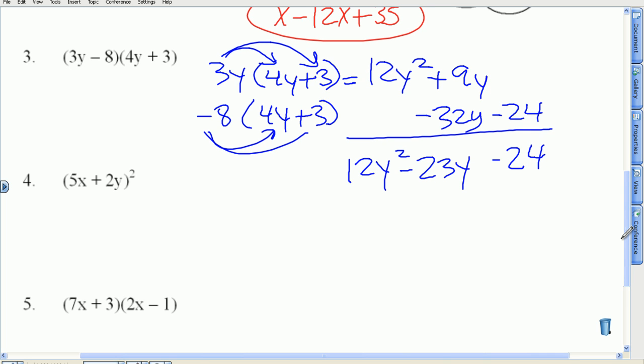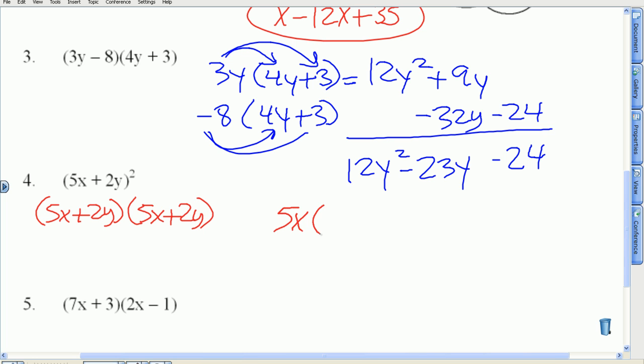Problem 4. Problem 4 is a bit of a trick question. It's very important that you realize that I need to rewrite this problem before I multiply. I cannot distribute that exponent over the addition. 25x squared plus 4y squared would be incorrect. And you'll see that when we solve this out.